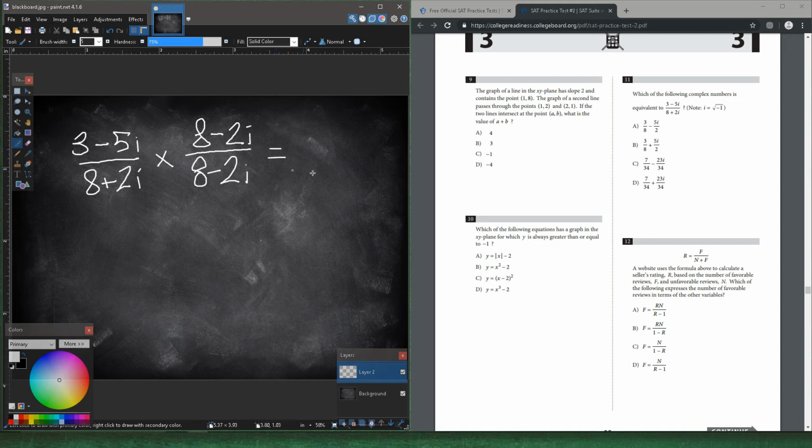So 8 times 8 is 64. 8 times negative 2 is negative 16, and 8 times 2 here would be 16. This is negative 16i and this is 16i, so those cancel. Those add up to 0 because negative 16 and 16 add to 0. And then negative 2 times 2 is negative 4, but i squared is equal to negative 1, so that's just going to be negative 1 times negative 4. So that's 4, and that adds a 4.